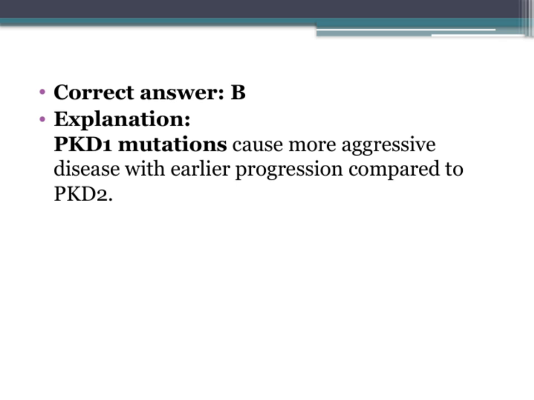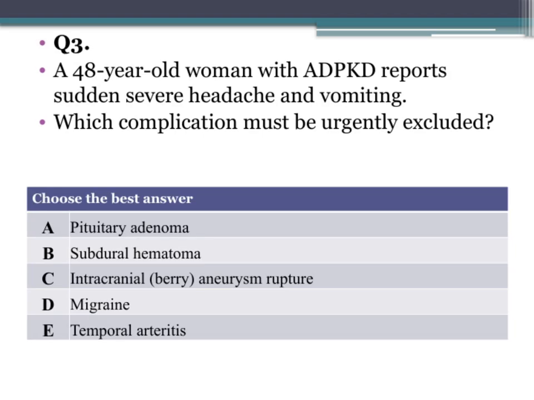All right, let's take a closer look at this scenario. We have a 48-year-old woman with ADPKD, which is autosomal dominant polycystic kidney disease. She's experiencing a sudden, severe headache along with vomiting. Now, these symptoms are quite concerning and suggest a serious underlying issue. The question here is, which complication must we urgently exclude? The options are pituitary adenoma, subdural hematoma, intracranial aneurysm rupture, migraine, or temporal arteritis.